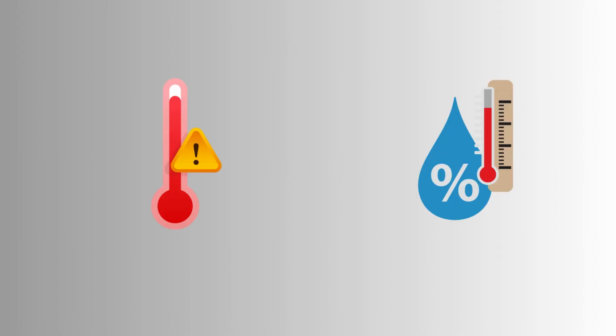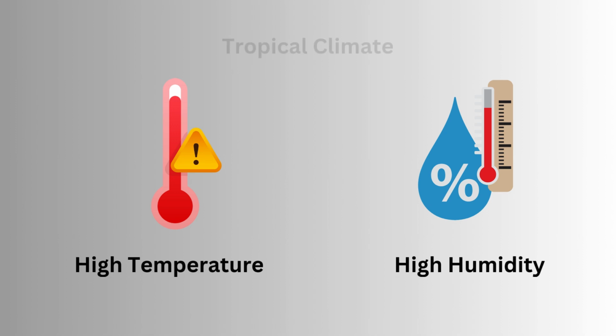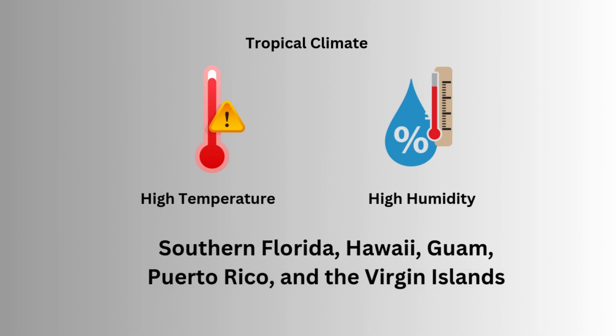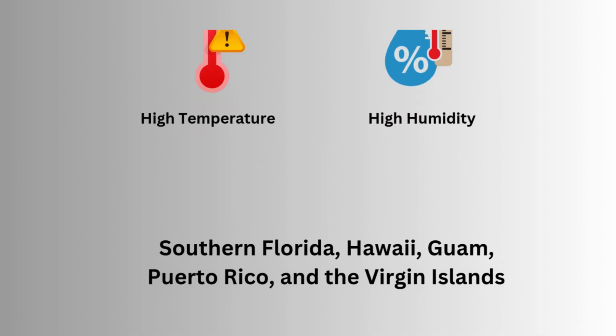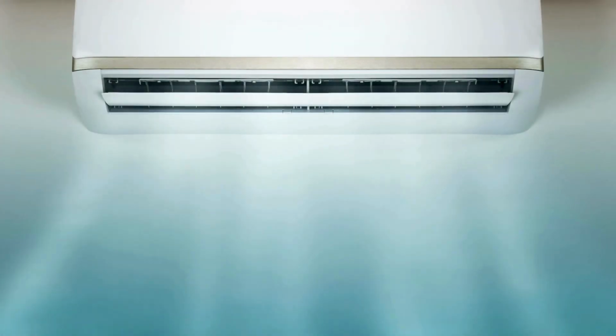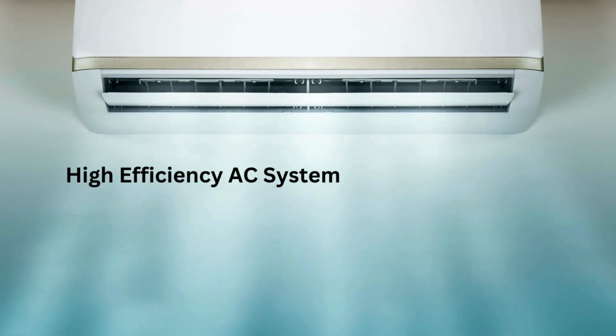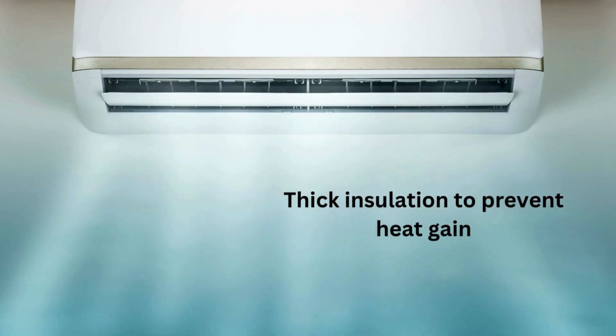In Climate Zone 1, it's characterized by consistently high temperatures and humidity, known as a tropical climate. Summers are long, and winters are mild. This zone includes southern Florida, Hawaii, Guam, Puerto Rico, and the Virgin Islands. Homes here need to focus more on cooling strategies, such as high-efficiency AC systems. Insulation should be thick enough to prevent heat gain, and materials should resist mold and moisture.